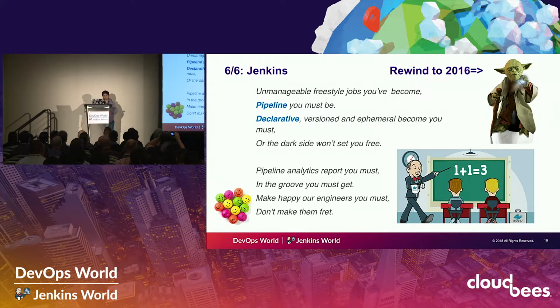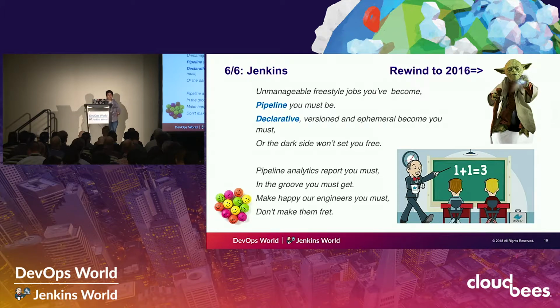So I wrote, "Unmanageable freestyle jobs you've become. Pipeline you must be. Declarative, versioned, and ephemeral become you must, or the dark side won't set you free. Pipeline analytics report you must, in the groove you must get. Make happier engineers you must, don't make them fret." And as if Yoda is shining this light, the butler is super obedient to Yoda's words.